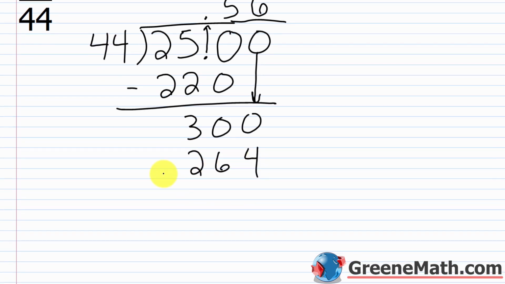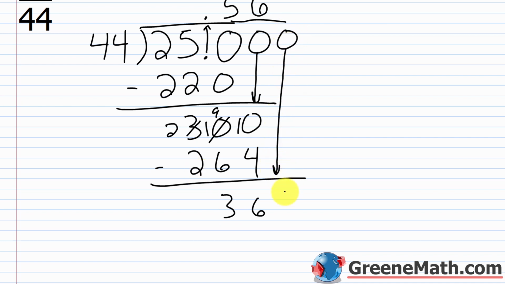Now we're going to subtract. I'm going to borrow all the way from this 3 here. This will be 2. This will be 10, then 9. Then this will be 10. 10 minus 4 is 6. 9 minus 6 is 3. And then 2 minus 2 is 0. So now I'm going to put another 0 here and bring this down. And I'm going to have 360.